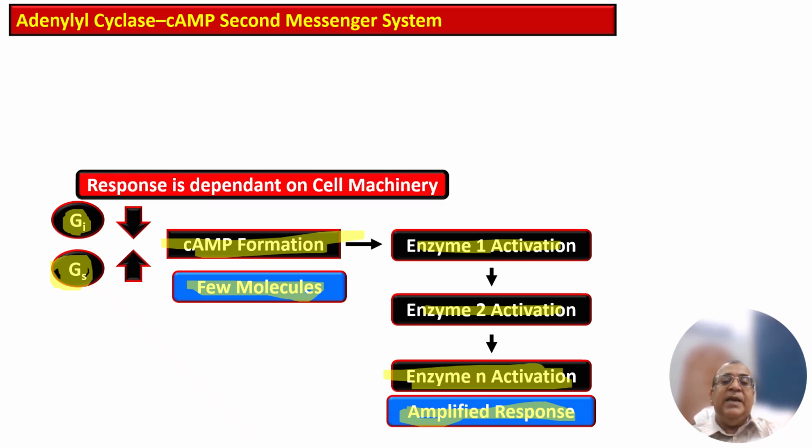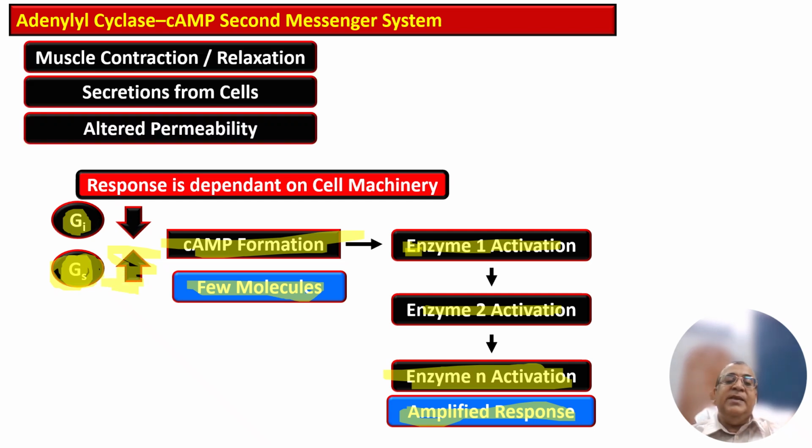So if it binds with the inhibitory G protein, there will be blockage or decreased activity of the cell. And if it binds with the G stimulatory protein, then there will be activation or increased response of the cell. So this activation will result in many functions such as muscle contraction and relaxation. Various kinases and proteins are formed that are finally responsible for the contraction or relaxation of the muscle.